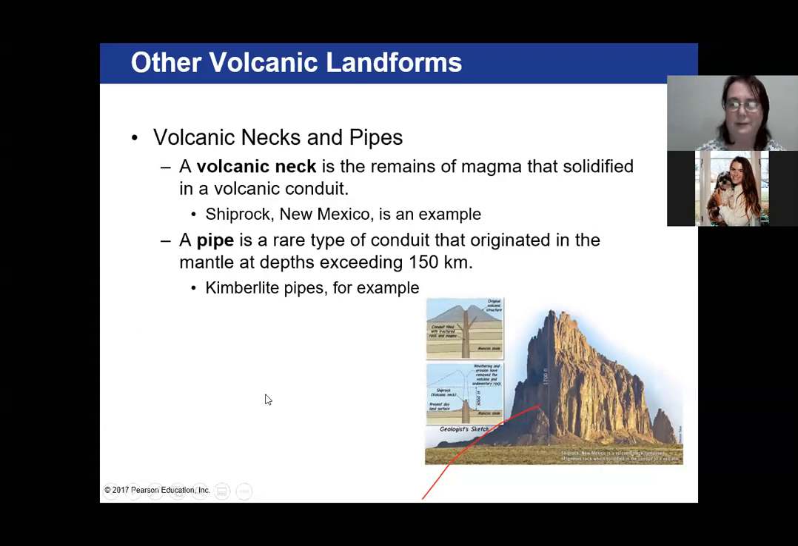A pipe is another type of conduit that is smaller in diameter usually, and it comes from very deep in the earth. The rock it contains that crystallizes in it is called kimberlite. That's where diamonds are usually found, in that type of rock.